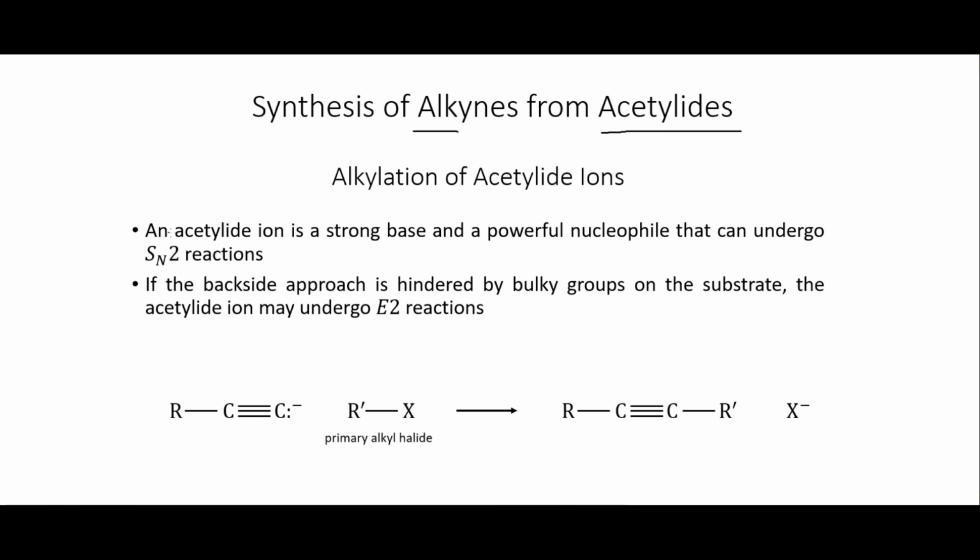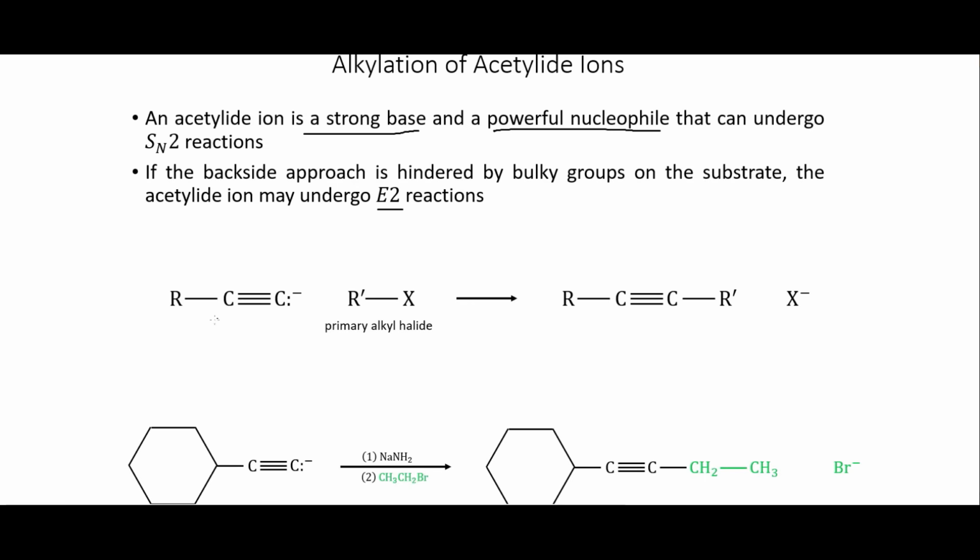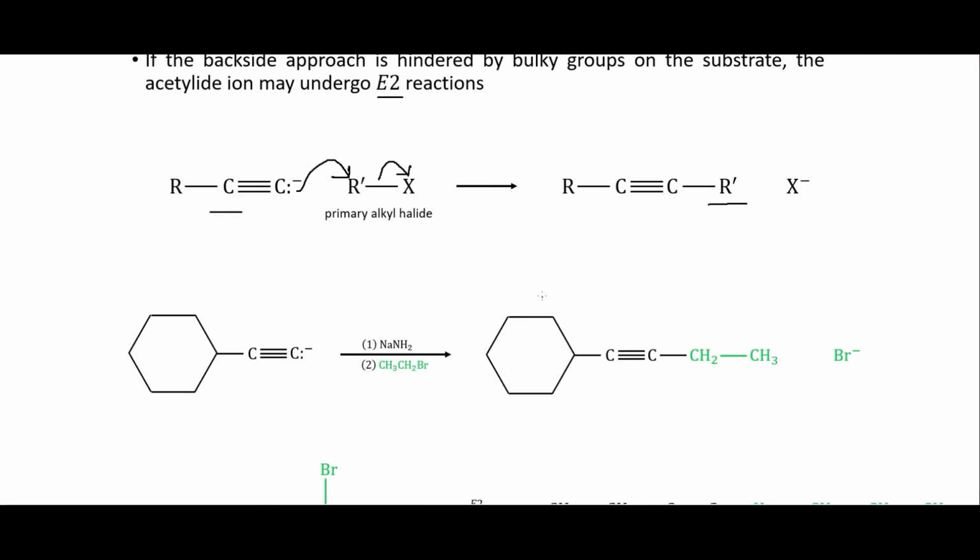And so we can do this. An acetylide ion, like I said, is a strong base and a powerful nucleophile that can undergo SN2 reactions, but it can also undergo E2 reactions, like if the substrate has more bulky groups on it. And so this is done this way: we have our acetylide right here. This will come bind onto there in an SN2 reaction. The leaving group will leave, and so we are adding this R prime group onto it here.